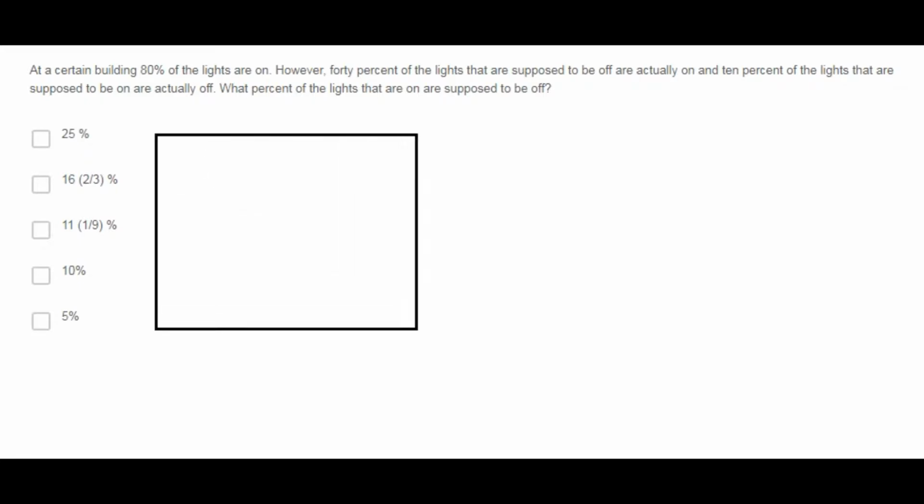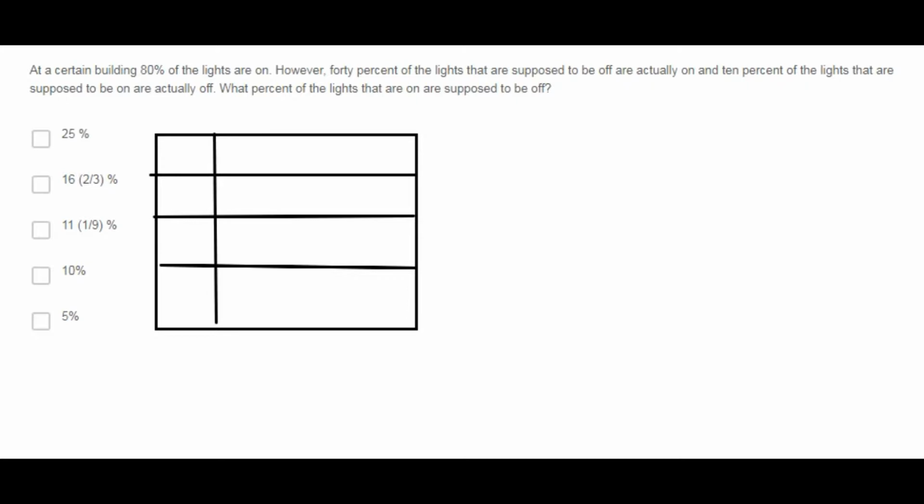So, first of all, in order to solve this problem, I will use a chart to put all the information given. The columns will be for the lights that are on and the lights that are off. The rows will be for the lights that are supposed to be on and the lights that are supposed to be off. Second of all, I will assume that there are a total of 100 lights.